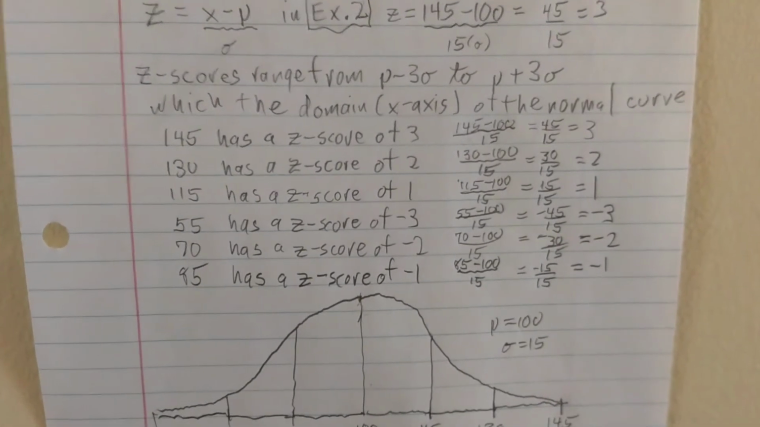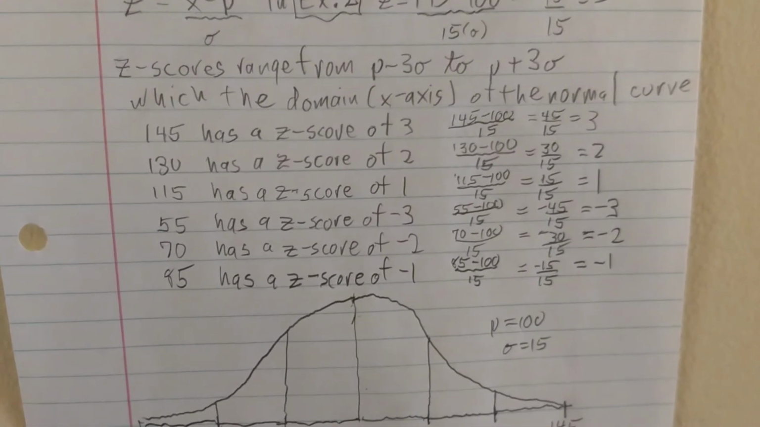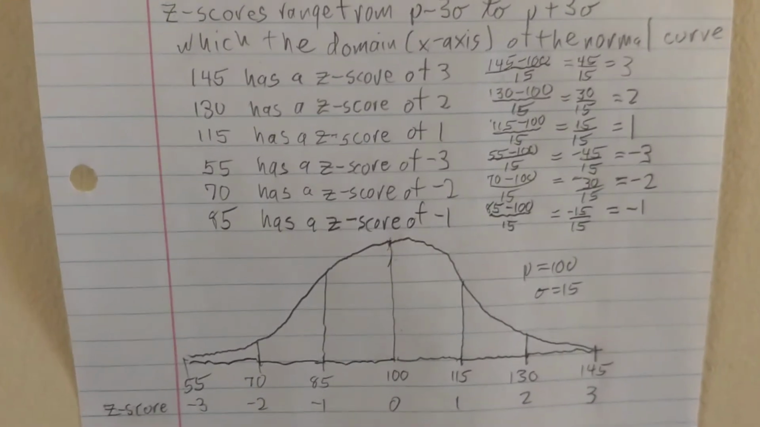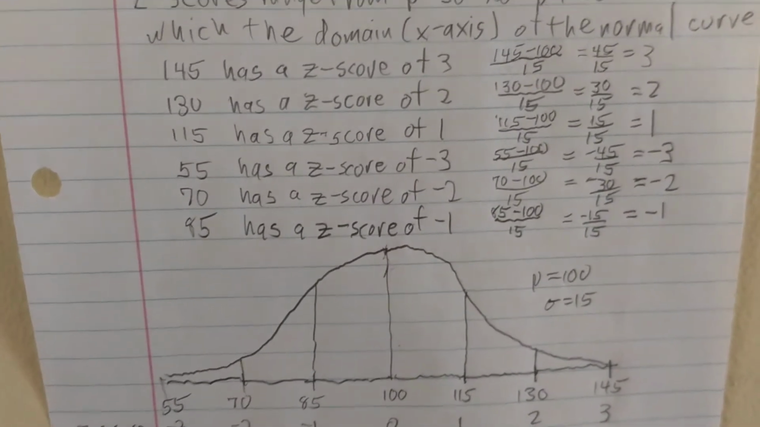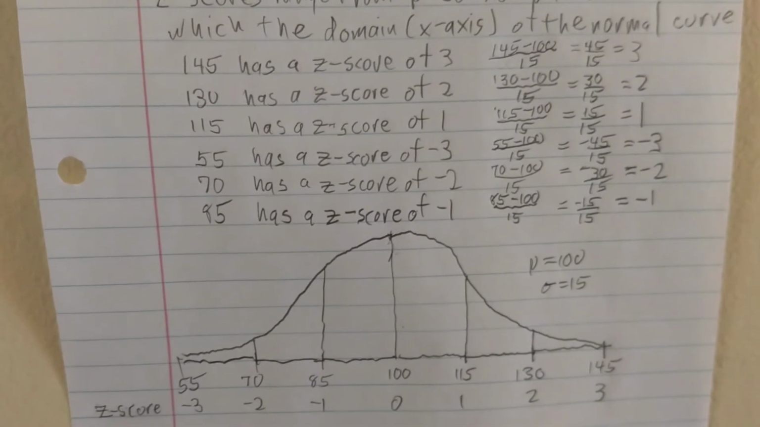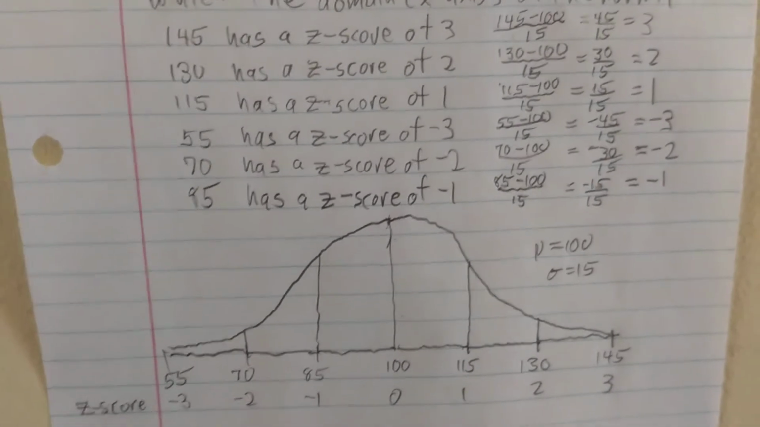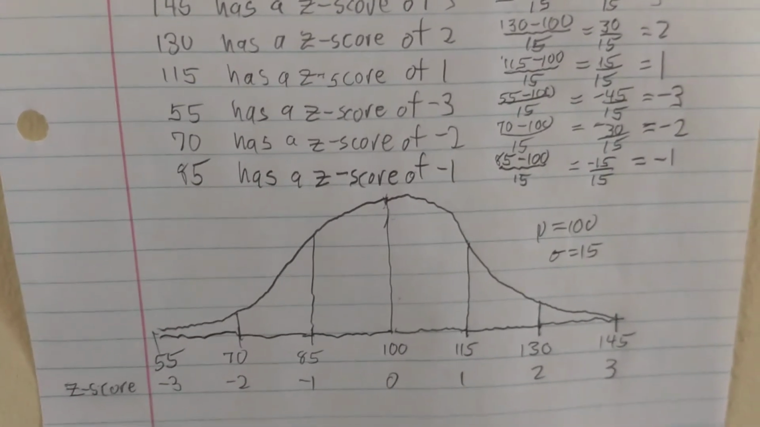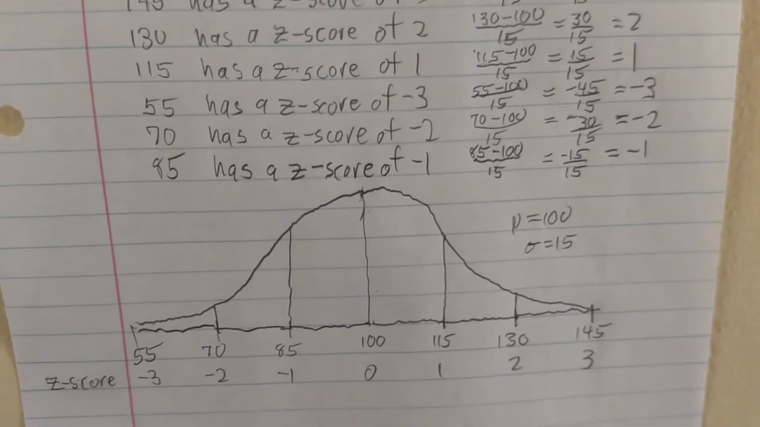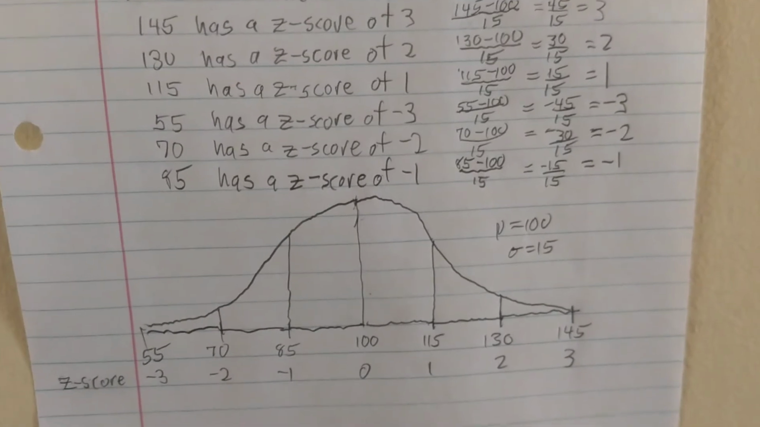Now 130 has a z-score of 2 because it's 130 minus 100 over 15, 30 over 15, or 2. And 115 has a z-score of 1 because it's 100 plus 15, or using the z-score, 115 minus 100 is 15 over 15 equals 1 standard deviation. Now 55 is out minus 1, 2, 3 there. So 55 minus 100 over 15 is minus 45 over 15, or negative 3.